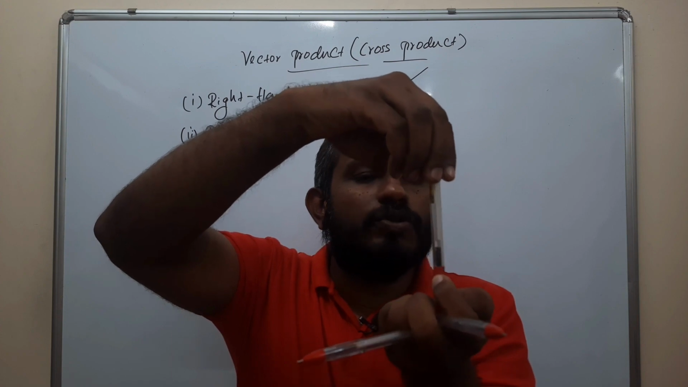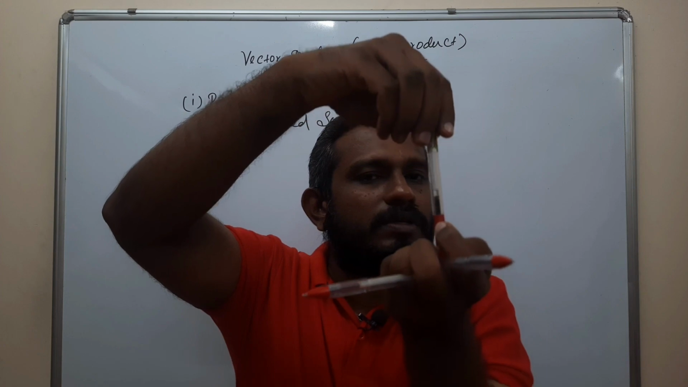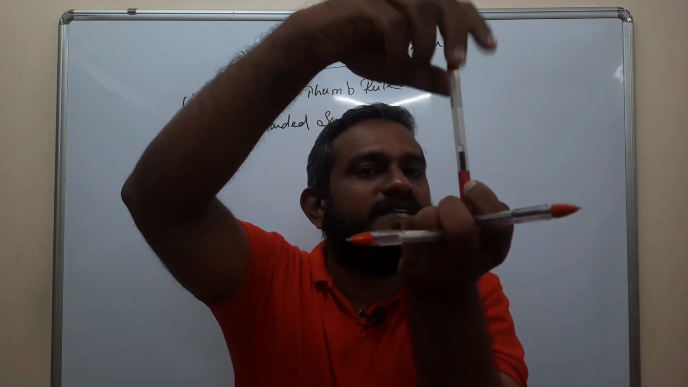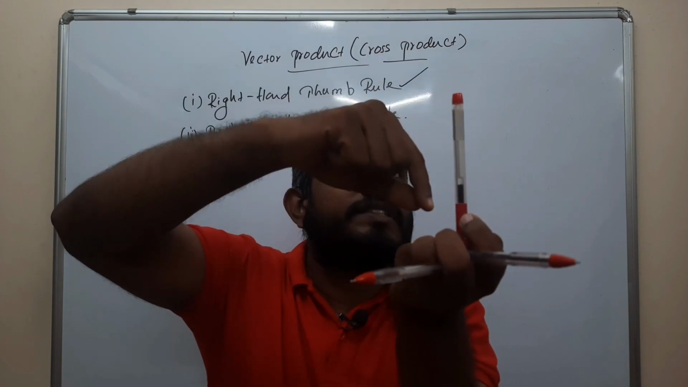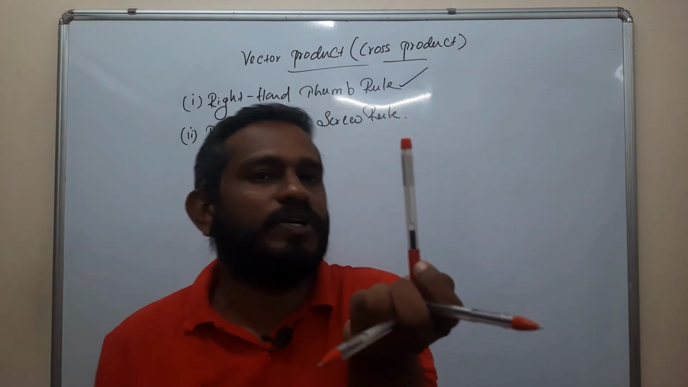So A vector cross B vector: from A vector to B vector you rotate the screw. That is, the screw will come upward. That is the direction of the unit vector. It comes upward, which means the normal, that is the unit vector, is acting in the upward direction.